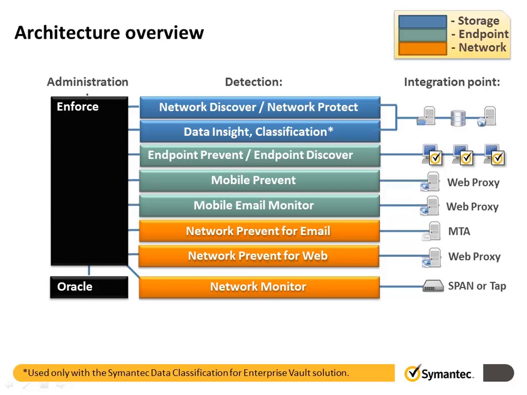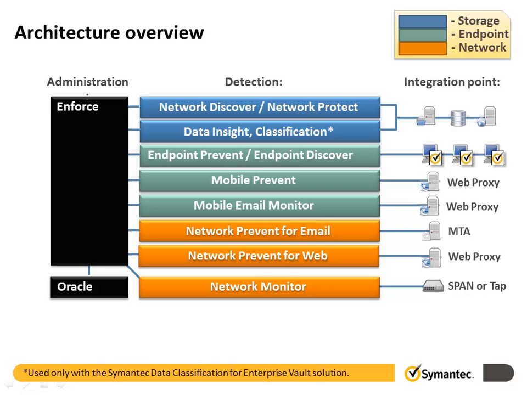We also have a feature called Network Protect. So when Network Discover runs a scan of a file server, for example, if it finds a confidential file containing credit card numbers in a share, Network Protect can relocate or copy that file to a secure location you choose.